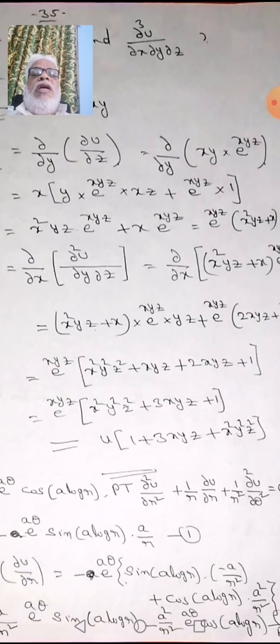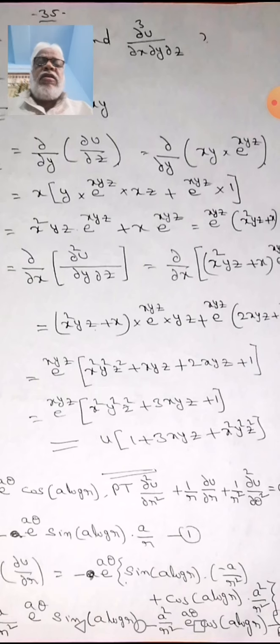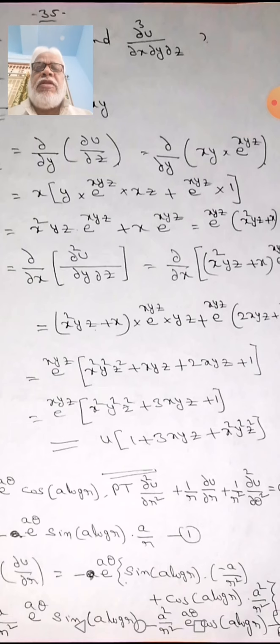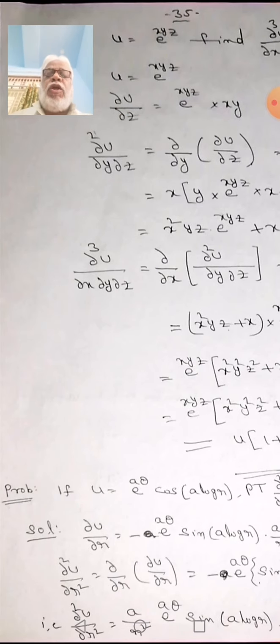You can use e power xy instead of e power xyz, that is u also, but sometimes we get confused, so I will not write e power xyz is equal to u. Completely we write e power xyz. Here xy into xz becomes x square yz e power xyz plus x into e power xyz. So e power xyz is common, it becomes x square yz plus x, that is dou 2u by dou y dou z.